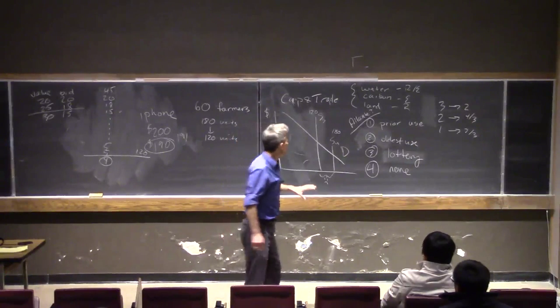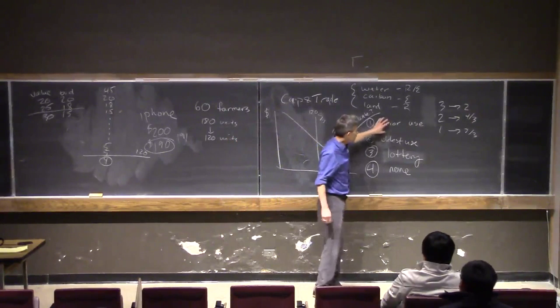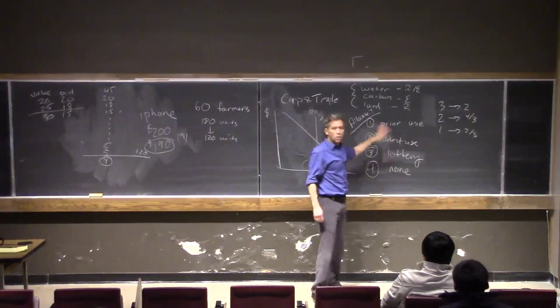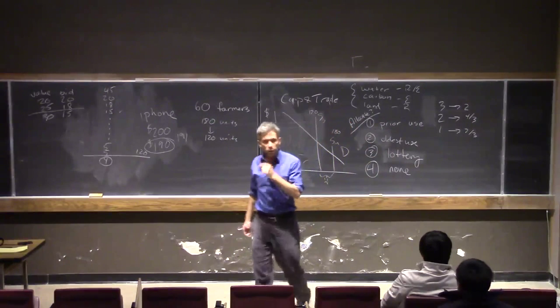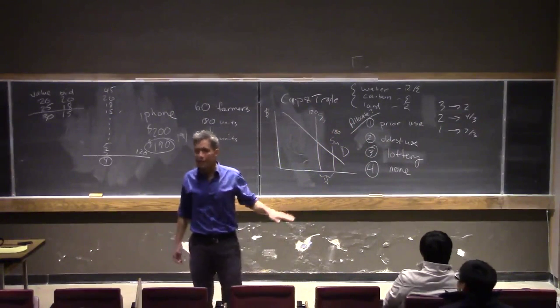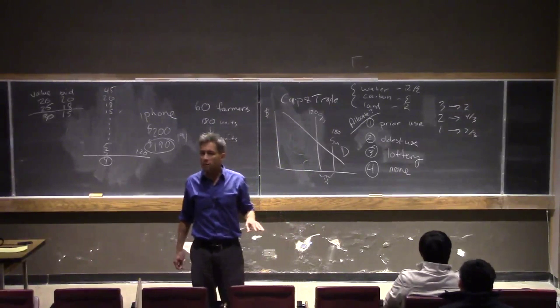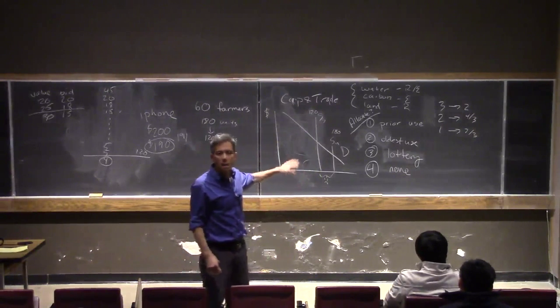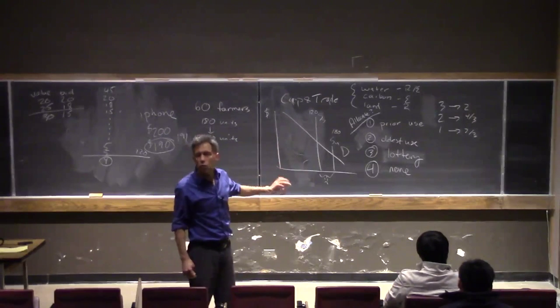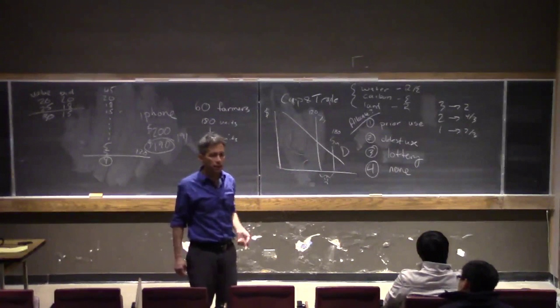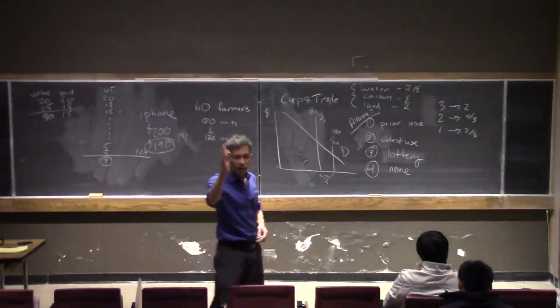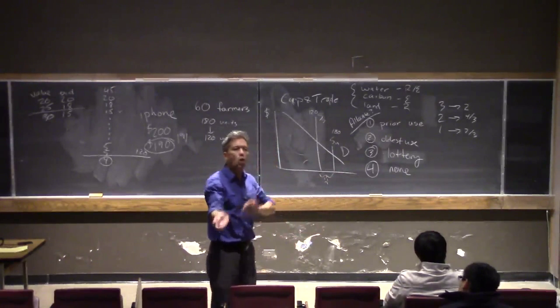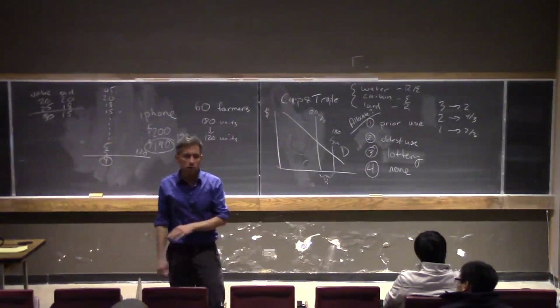That's how that works. So you can allocate by prior use, oldest use, lottery, some other way. Now, from an economic perspective, we haven't gotten to trading yet, right? From an economic perspective, it doesn't matter how you allocate as long as you do allocate, and then you allow a market. Okay, let's just say I choose this half of the room to get all the water and you guys get none of the water.